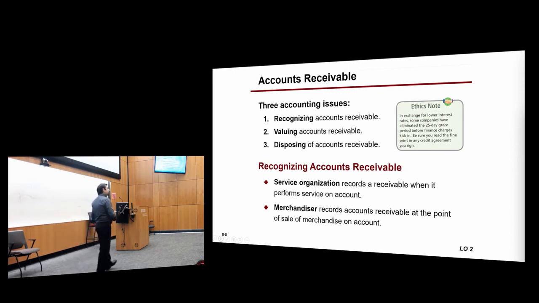The first thing is you need to know when to recognize them. That's easy. When do you recognize an account receivable? Either when the company makes a sale or provides a service. When the company earns their revenue on account, if they provide a service on account, you debit accounts receivable. If they make a sale on account, you debit accounts receivable. The second part is a little bit trickier: valuing accounts receivable. And why is that? We know that we are going to report it, but at which value?